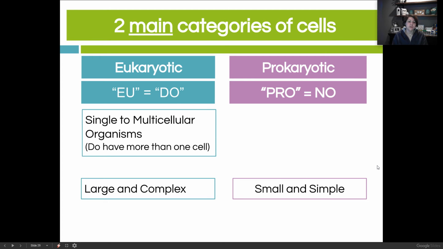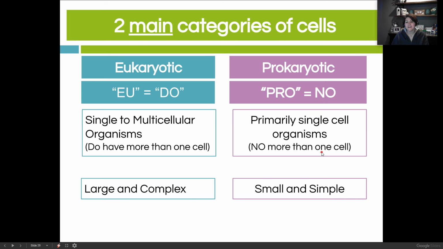So eu means do. They do have more than one cell. Pro means no. They say no to more than one cell. So they're primarily going to be single cell organisms, and they're also very small and simple. You're large and complex, like you. Prokaryotics are small, like bacteria, and very simple, even though they can make us very sick.